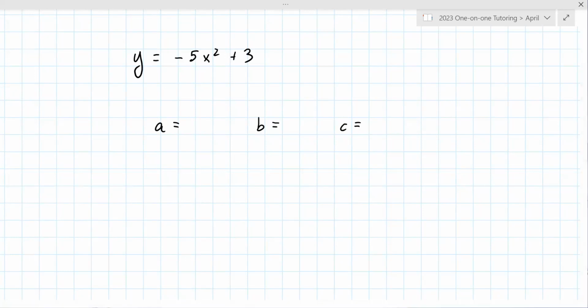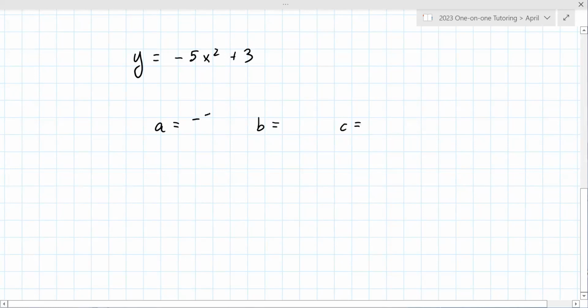Let me give you just another quick question. Let's say it was y equals minus 5x squared plus 3. What would A, B, and C be in this case? Okay, so A would be minus 5. Good. B? Okay. That's a trick question, because there's not a third number.